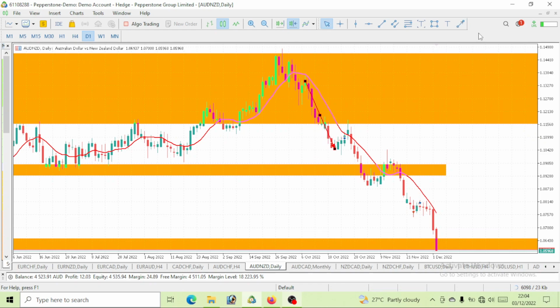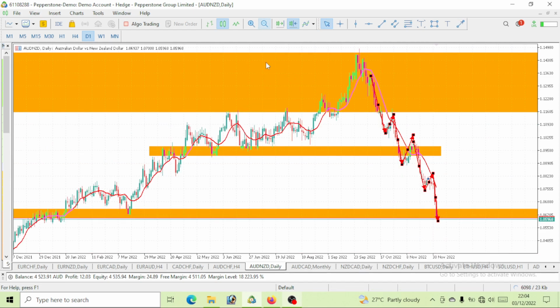So we will see this as lower lows. We now consider this as lower highs, lower lows, lower highs, right? Lower lows that broke the previous lows, right? Lower highs, right? Lower lows. So guys, we're expecting a pullback on this daily time frame, right?